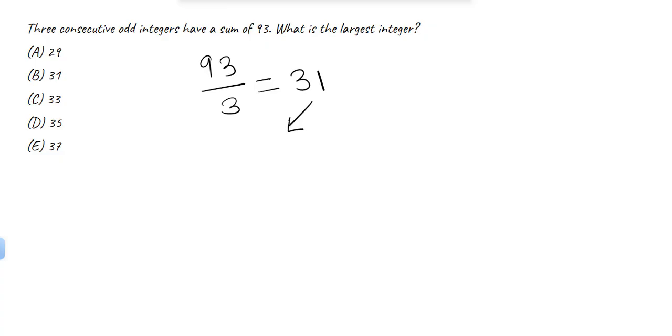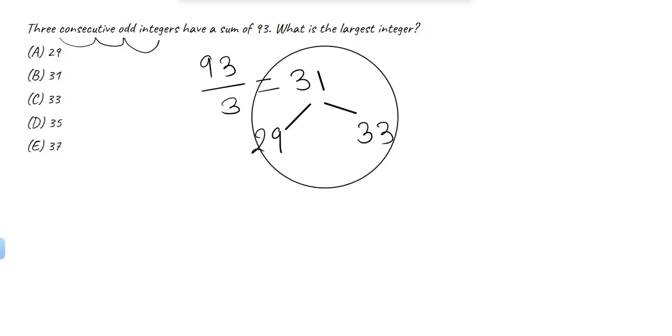And the condition is all integers. So we subtract 2 from here to get the smallest number, and we add 2 to this to get the largest. So these three numbers are three consecutive integers. If you add them all, the sum is equal to 93.